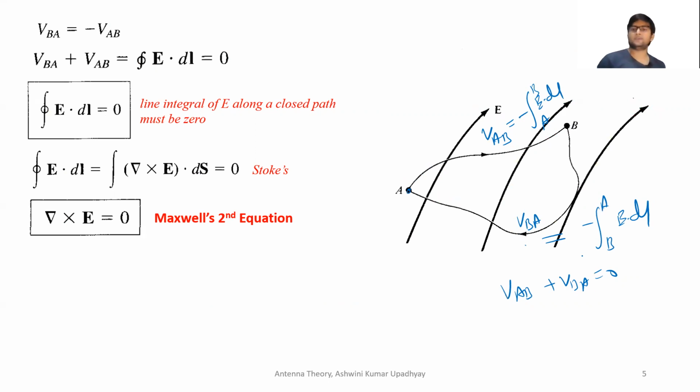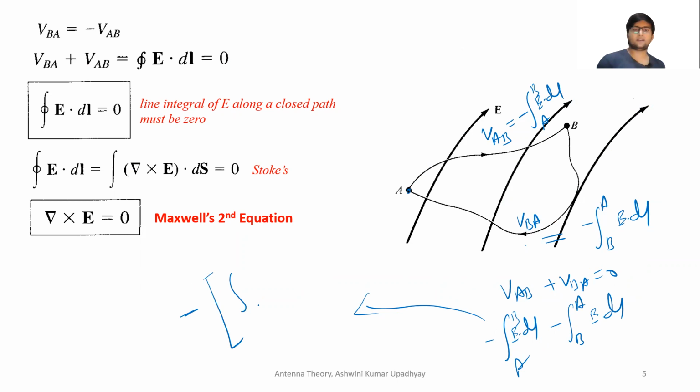this VAB plus VBA can also be written as the integral of E dot dl from B to A plus, sorry, this minus sign will be there, minus the integral from A to B of E dot dl. And you can also write this integral in this way. I'm writing it here. You take minus common, and you can say that it is the integral from A to B of E dot dl plus the integral from B to A of E dot dl. So you are basically circulating between A and B.